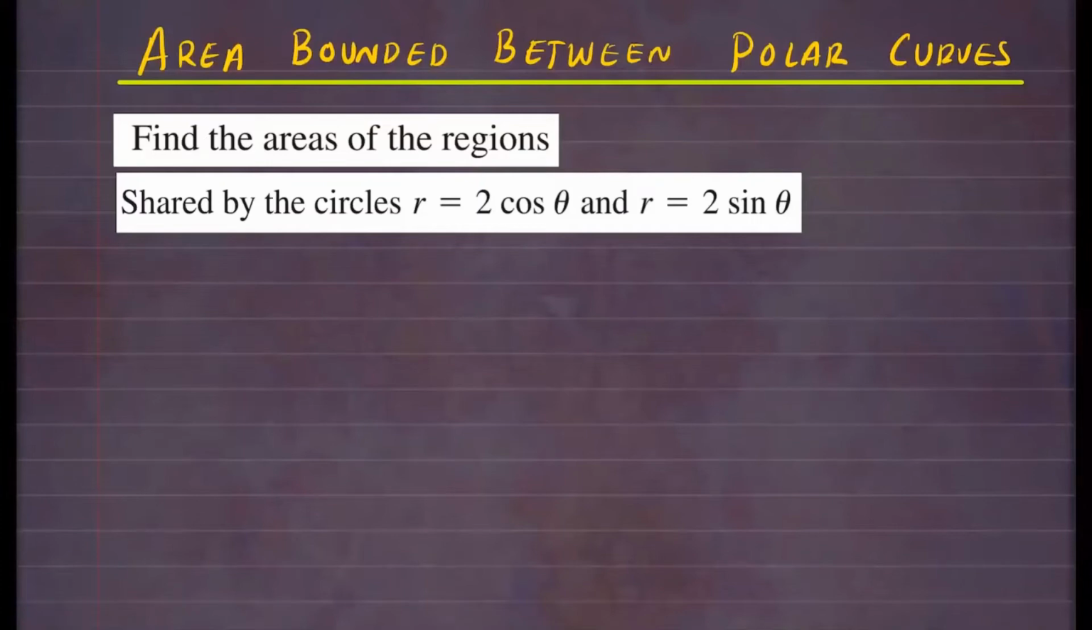Now let's suppose you want to find area between polar curves. How do we do that? Well, here's how we're going to do it. Say you want to find the area of the regions bounded by these two curves. Let's go ahead and sketch them. So here's our Cartesian plane, and we're going to sketch these.